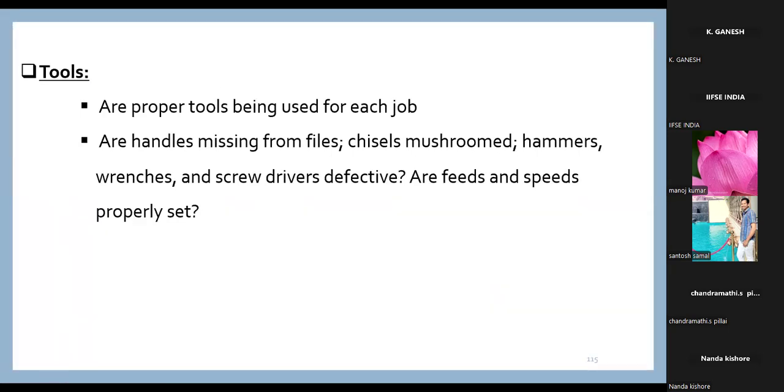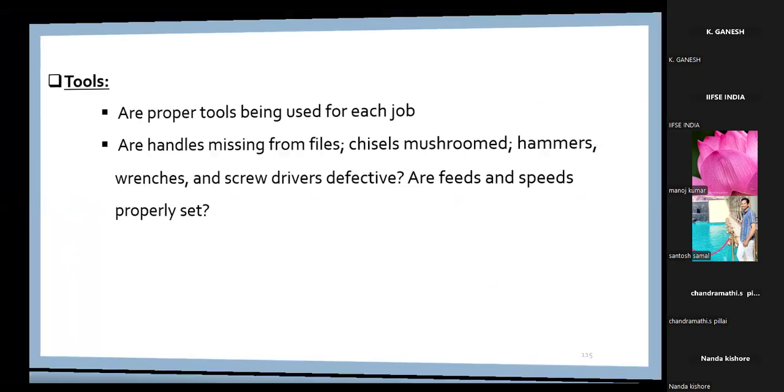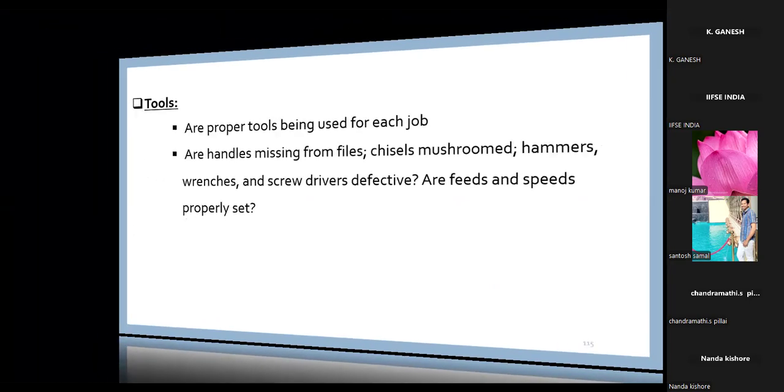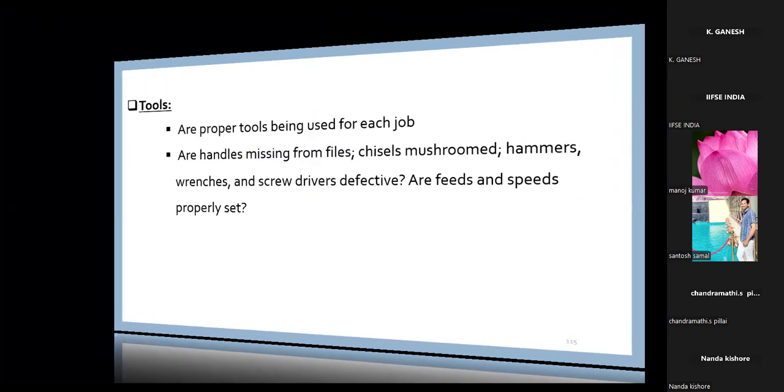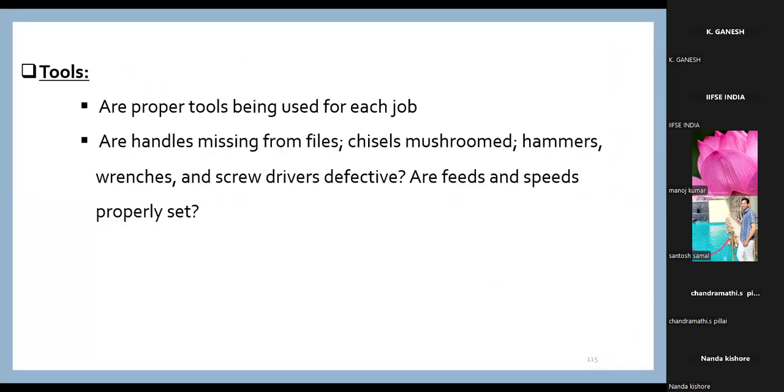So for tools, another heading you have in the checklist: are proper tools being used for the jobs? Are the handles missing from the files? Chisels, mushroomed hammers or other things we don't allow. Wrenches, if they are broken, we don't allow. Screwdrivers and other things, if not appropriate, we don't allow at the site. So these tools, as an HSE person, how do you inspect this?